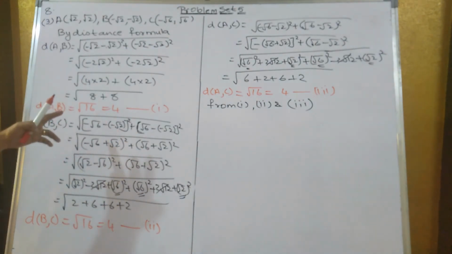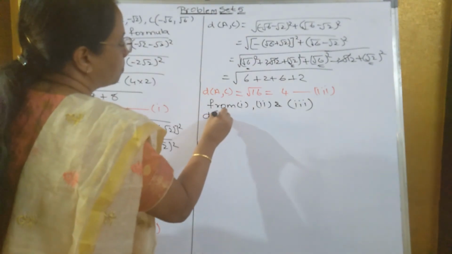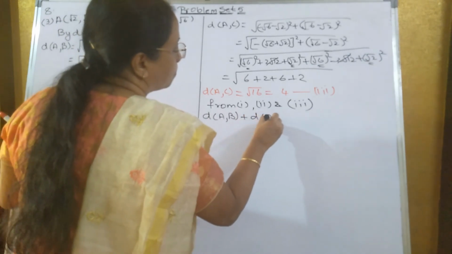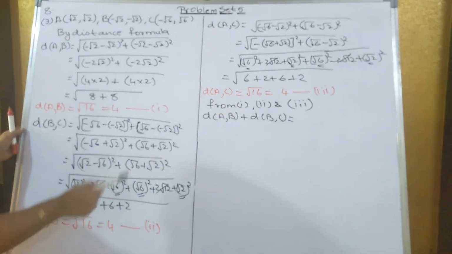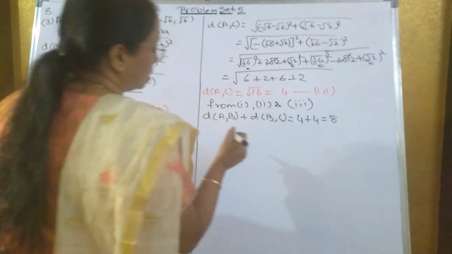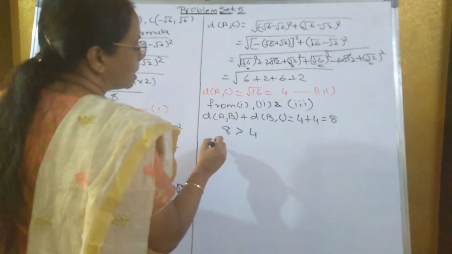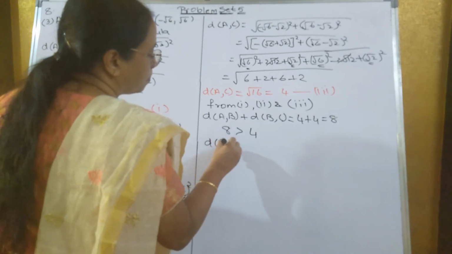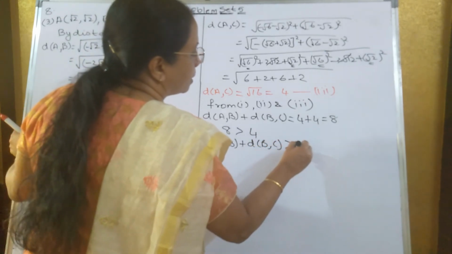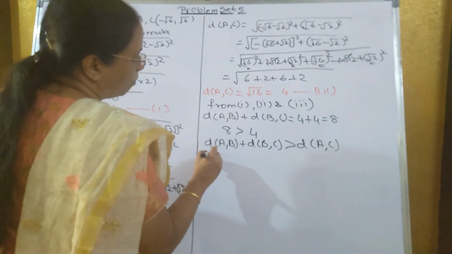Take any two sides, 4 plus 4, that is distance AB. Since all the numbers are the same, you can take any two sides, distance BC. We get 4 plus 4, that's equal to how much? 8. And 8 is greater than 4, that is distance AC. So distance AB plus distance BC is greater than distance AC. Therefore, it forms a triangle.